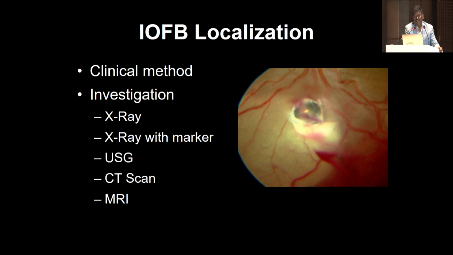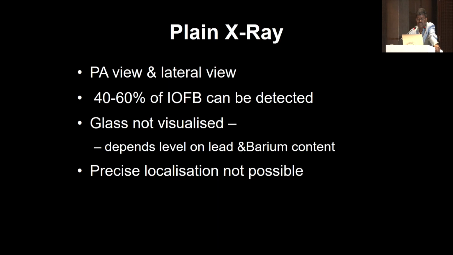So the best method of localizing the foreign body is direct visualization. Dilate immediately, look for the foreign body, and we know where exactly and what the size is, so that we can plan for the surgery. And plain X-ray is very, very important. Even if you do other investigation, do a plain X-ray. PA view is the one which is mandated because it will eliminate the bone shadows.